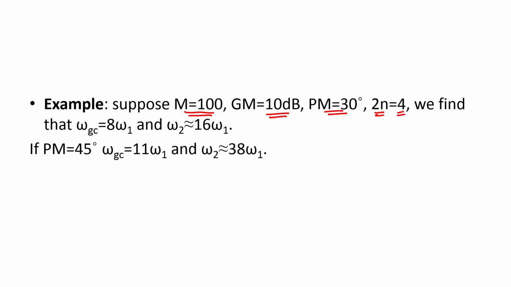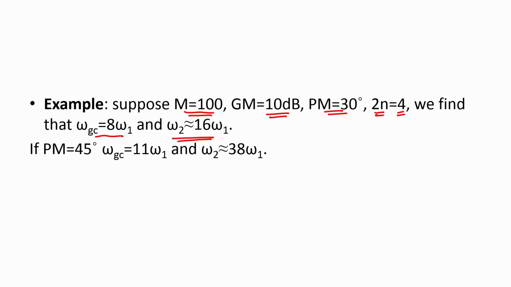Then we find that the minimum frequency at which the gain can cross over, or in other words the minimum possible bandwidth for the closed loop system, is going to be given by omega gc is equal to 8 times omega 1, and the minimum frequency at which we can allow the final characteristics to set in, or in other words the minimum frequency up to which we as control engineers have to maintain the loop shape in the interest of stability, is given by omega 2 is equal to 16 times omega 1.